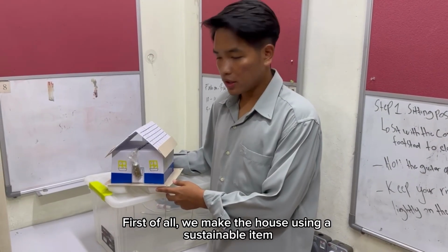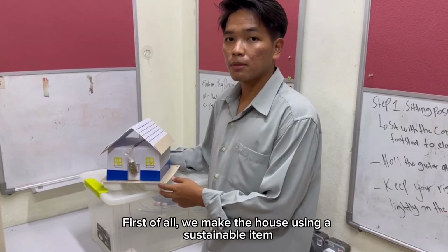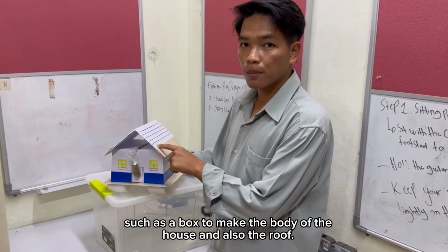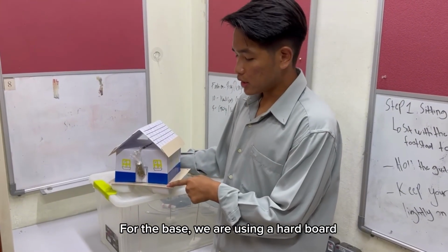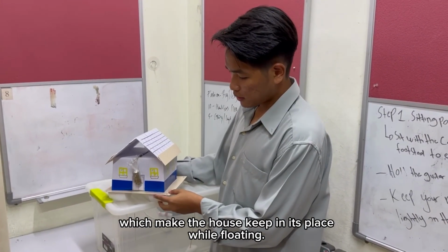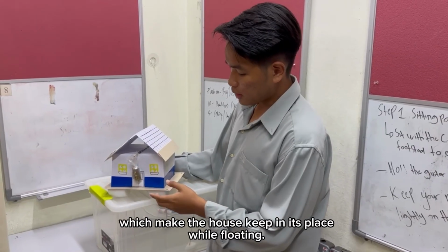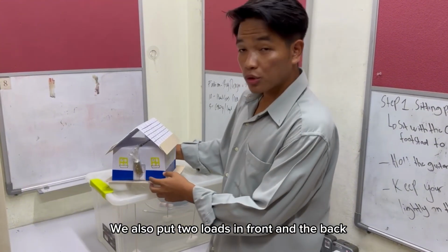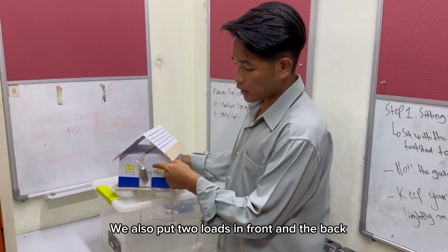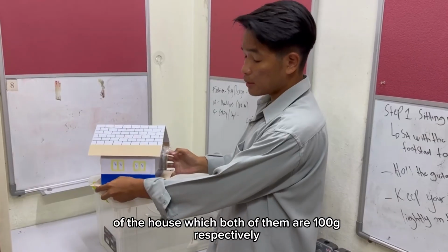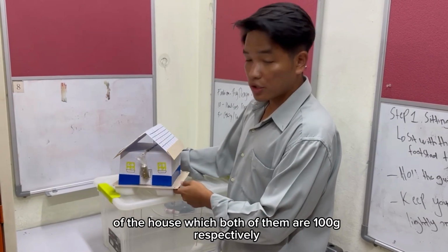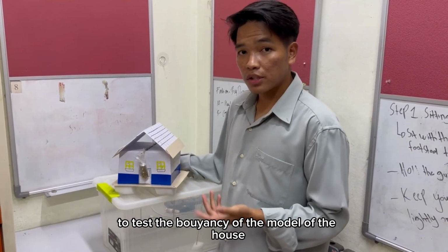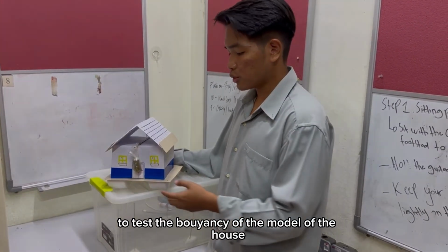Okay. First of all, we are using a sustainable item such as a box to make the body of the house and also the roof. For the base, we are using a hardboard which makes the house keep in its place while floating. We also put two loads in front of the house and at the back of the house, both of them 100 grams respectively, to test the buoyancy of the model of the house.